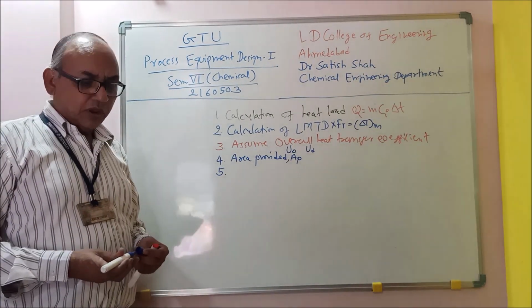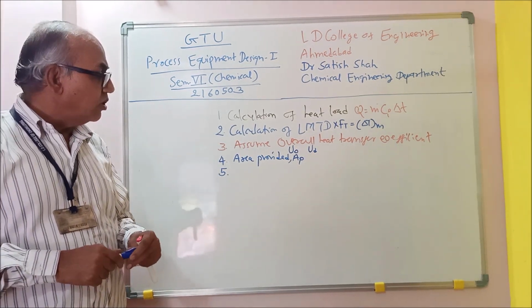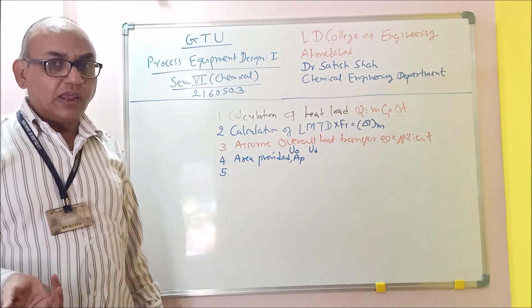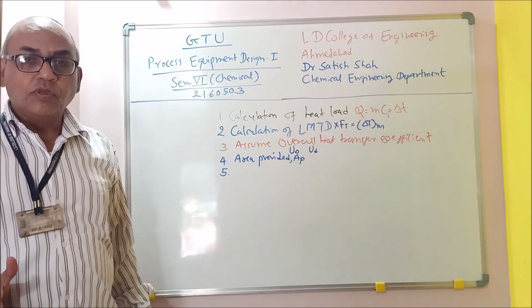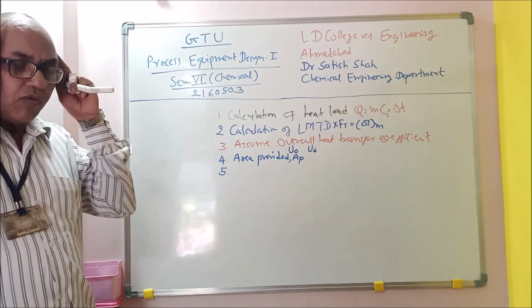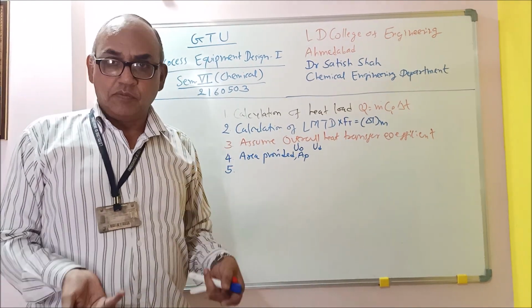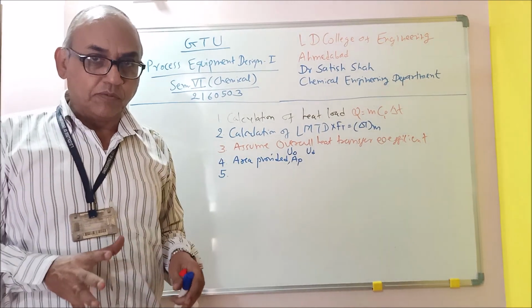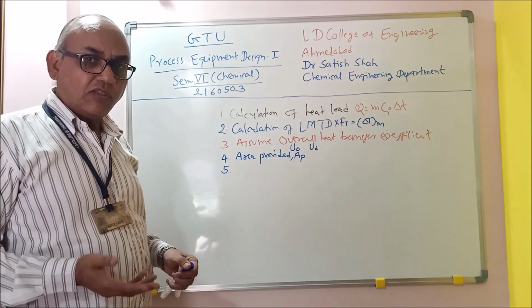See, once you calculate the area provided, and from that you have found out the number of tubes by knowing the value of tube outer diameter and tube length, your overall heat exchanger is ready with you. It means now you have in your mind the picture of the shell and tube heat exchanger. That is based on our assumption of UD. So now you have the shell and tube heat exchanger which is ready.